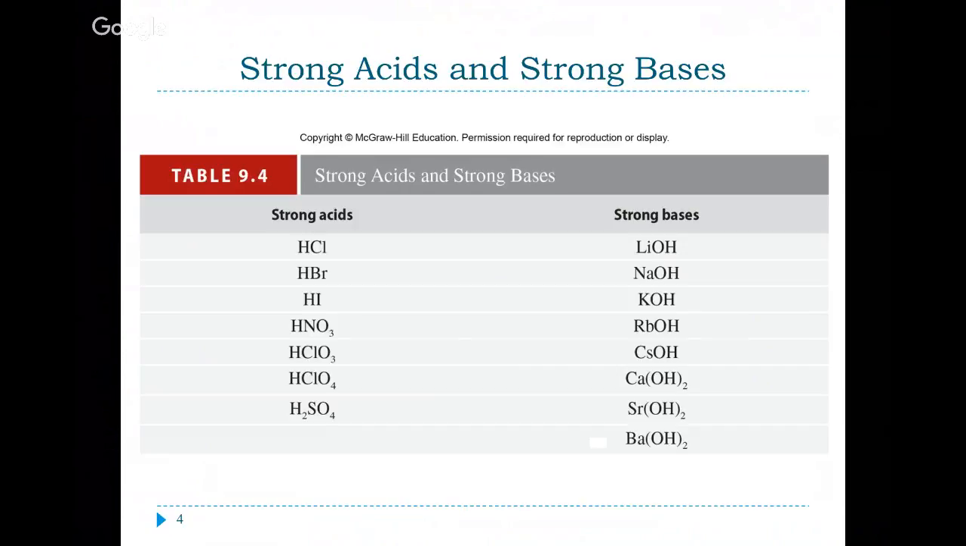Our strong bases are going to be all soluble metal hydroxides. So here we can see all alkali metals, which a group 1 metal hydroxide will be considered a strong base. And then some of your group 2 metals: calcium, strontium, and barium. So all other metal hydroxides are actually insoluble, which is why they would not be considered strong bases. And your weak bases are going to come from some sort of derivative of the ammonia compound.